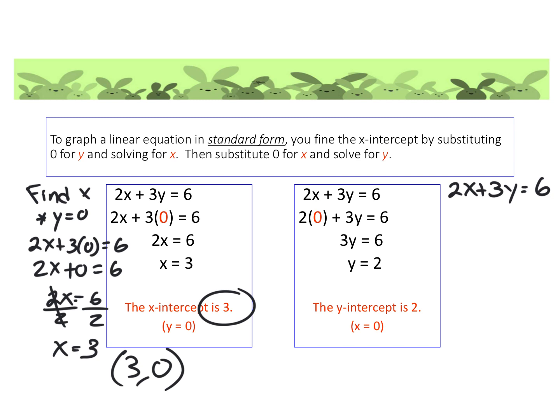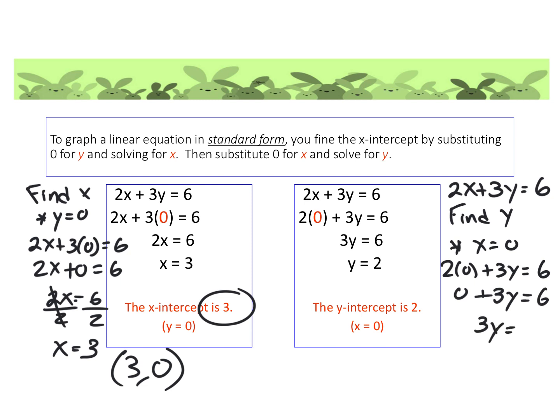Now, to find the y-intercept, we do the opposite. We set the x to 0. So, in this case, I set it up as 2 times 0 plus 3y equals 6. 2 times 0 is 0, plus 3y equals 6. So we're left with 3y is equal to 6. Divide by 3 on both sides, and we're left with y is equal to 2. Again, the same thing we got right here. So our ordered pair for where the y-intercept is at is 0, 2.